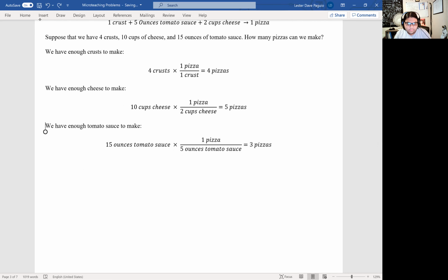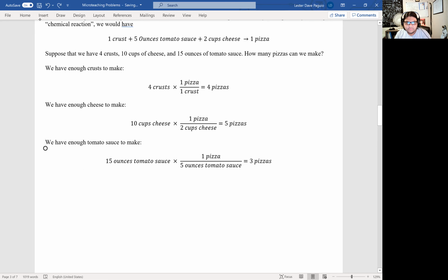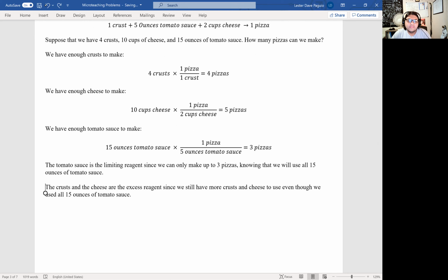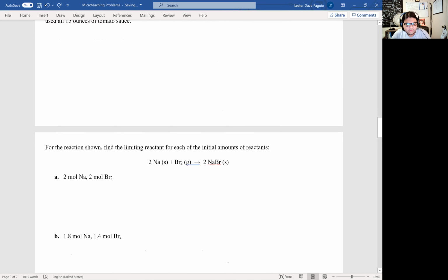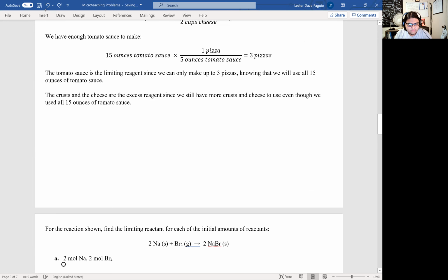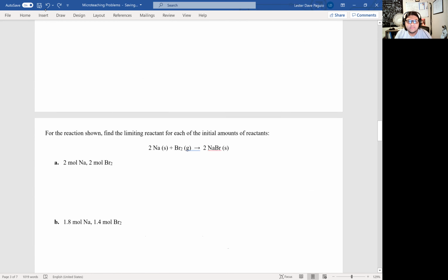So what do these numbers mean? The tomato sauce is the limiting reagent, since we can only make up to 3 pizzas, knowing that we will use all 15 ounces of tomato sauce. And the crust and the cheese are the excess reagents, since we still have more crust and cheese to use, even though we use all 15 ounces of tomato sauce. So let's go to a specific example.